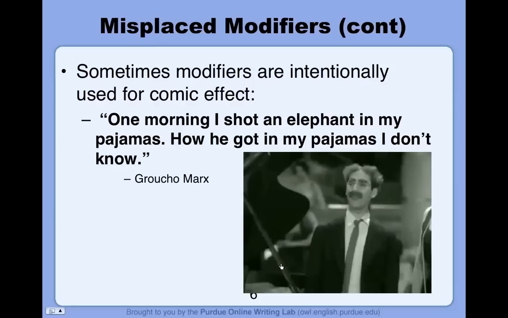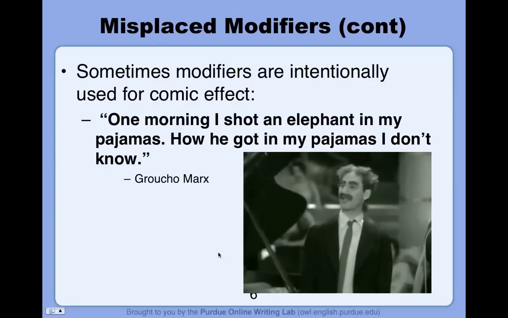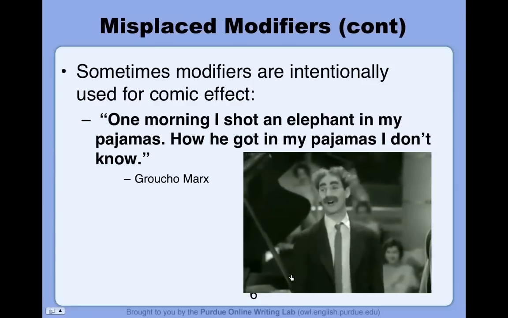Let's see if you can hear this. One morning I shot an elephant in my pajamas. How he got in my pajamas, I don't know. Okay, so now we see a funny sentence. Note that "in my pajamas" is the modifying phrase in this example. And what he meant to say, or what's supposed to be the correct way, is that he was in his pajamas, not the elephant.